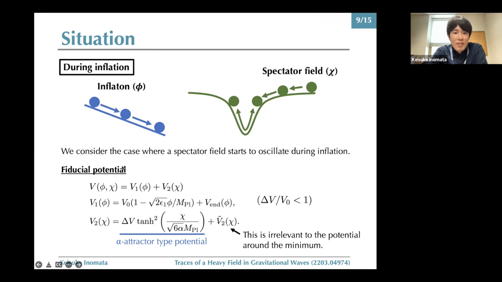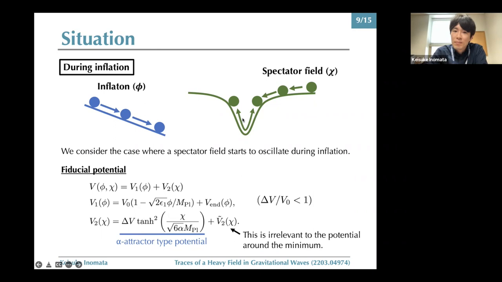So I don't assume any interaction between the inflaton and the spectator field. And this is the inflaton potential, but this potential form is not so important, because the large gravitational waves are produced by the spectator field fluctuation. So the most important part of the potential is this. This determines the shape of the potential valley.